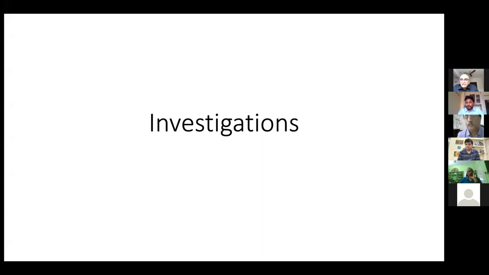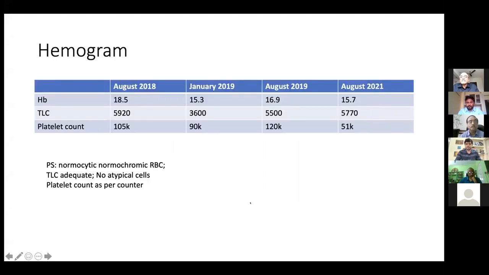So let us see the investigations in that order. Yes, sir. Sir, we have serial hemograms. The patient has been evaluated multiple times over the past 4 years, and we can see that the hemoglobin has been essentially normal, and there has been a slight reduction in platelet count over the past 4 years. The peripheral smear showed normocytic normochromic RBCs, and the TLC was also adequate with no atypical cells.